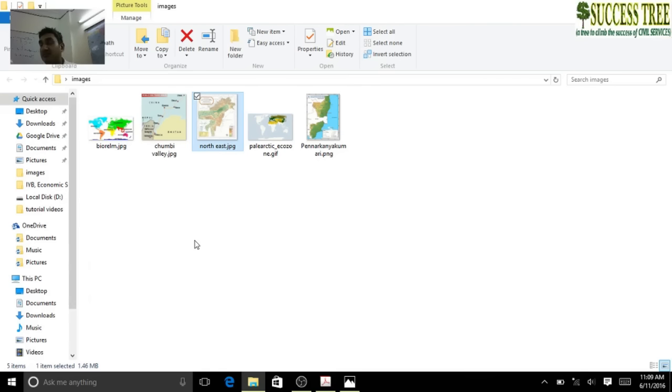Bhitarkanika is famous for saltwater crocodiles. So it's a breeding ground for saltwater crocodiles. So where do you find saltwater crocodiles in India? Along the coastal region, definitely. But this is a certain breeding ground where you find it.